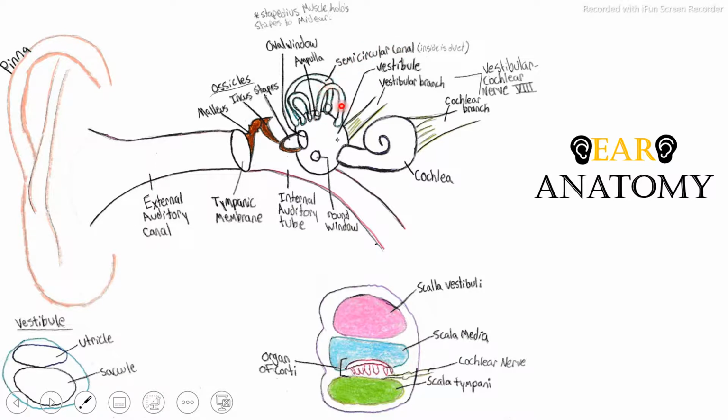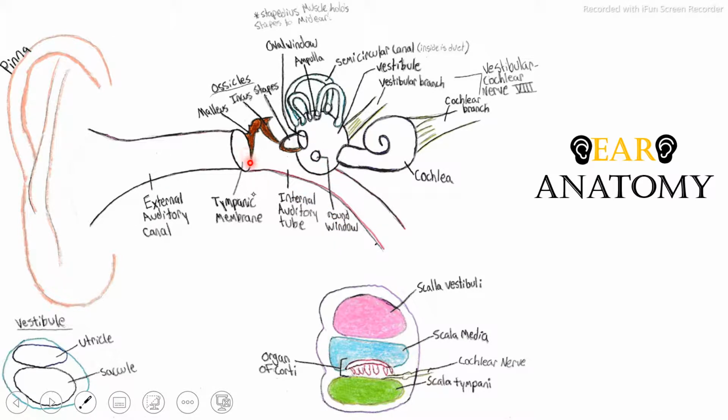They're these three things right here. The semicircular canals respond to movement that is rotational. And the ampulla here, the ampulla are these little bulb-like things in the semicircular canals. Another thing on the vestibule is the round window here.